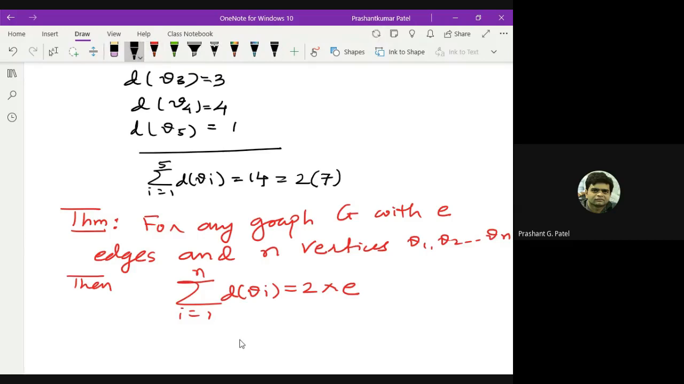What you have to write down in the proof, as I have explained, is that each edge, since it has two end vertices, contributes precisely 2 to the sum of the degrees of all the vertices in G. When the degrees of the vertices are summed, each edge is counted twice. That is the just 2-line proof you can give for this theorem.